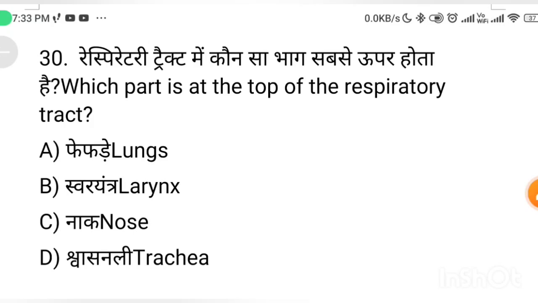Which part is at the top of the respiratory tract? Option A, lungs. Option B, larynx. Option C, nose. Option D, trachea. Correct answer is option C, nose.